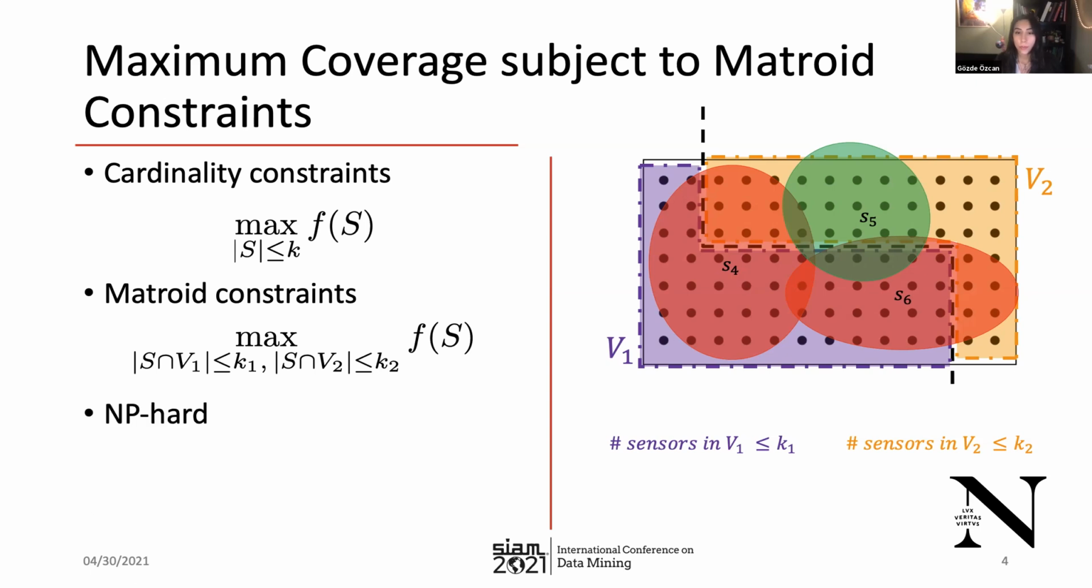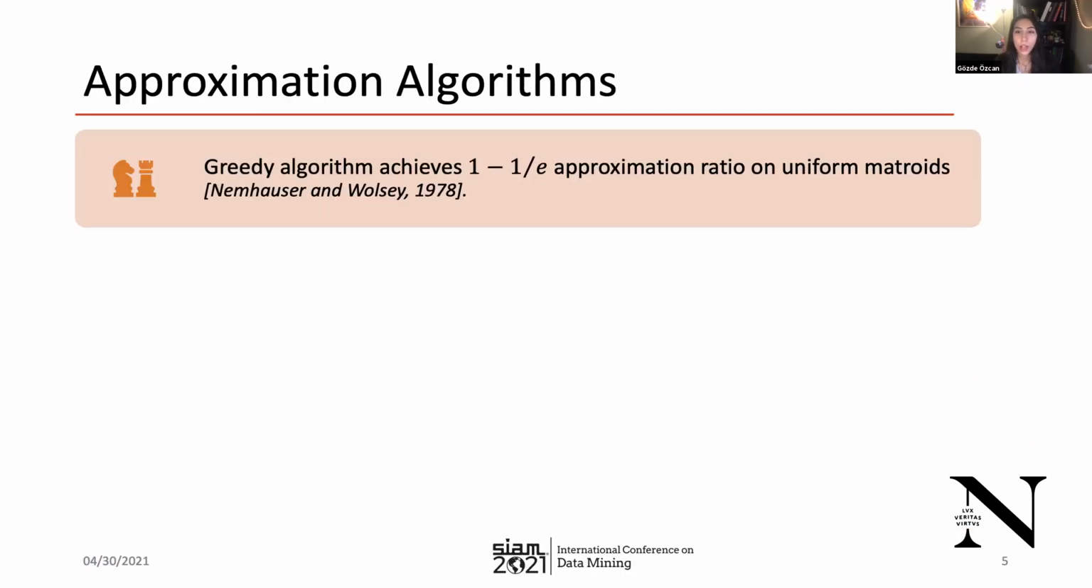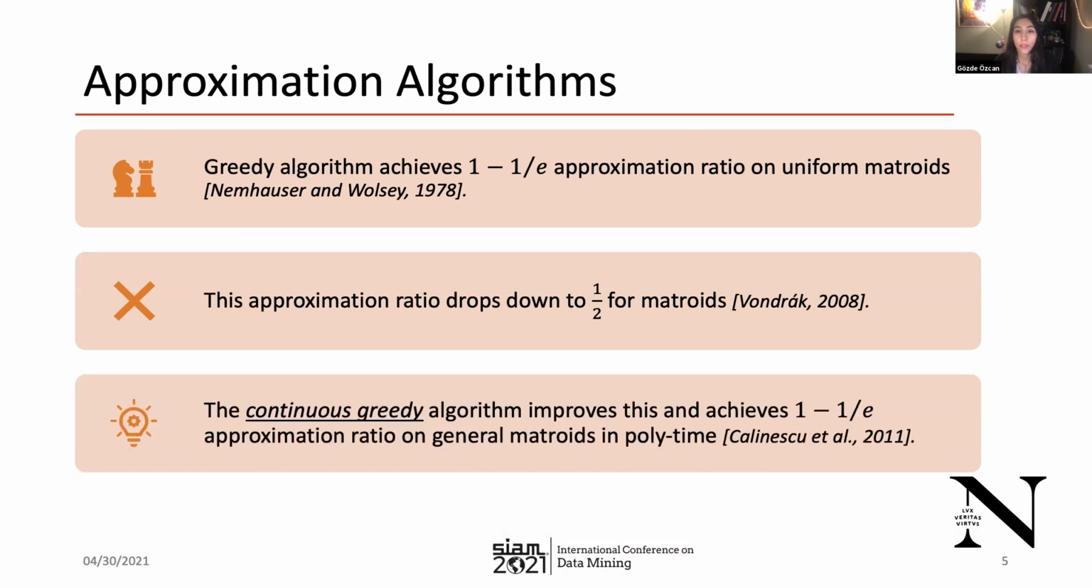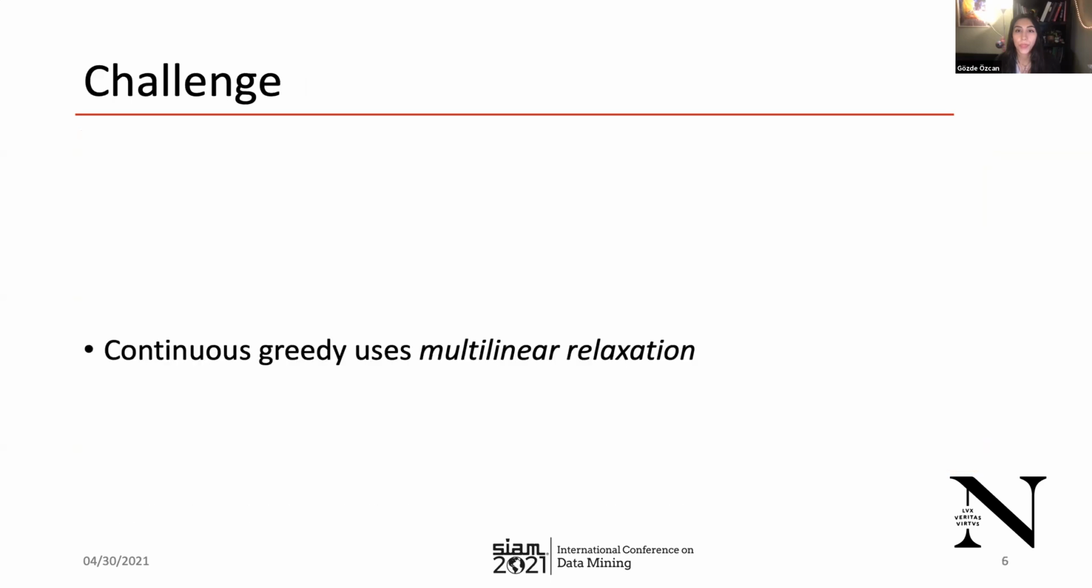Even though this type of problems are NP hard in general, polynomial time approximation algorithms exist. One such approximation algorithm is the famous greedy algorithm. It successfully achieves the 1 minus 1 over e approximation ratio on uniform matroids. However, this approximation ratio drops down to 1 over 2 for partition matroids. The continuous greedy algorithm improves this ratio on general matroids and achieves the optimal 1 minus 1 over e ratio.